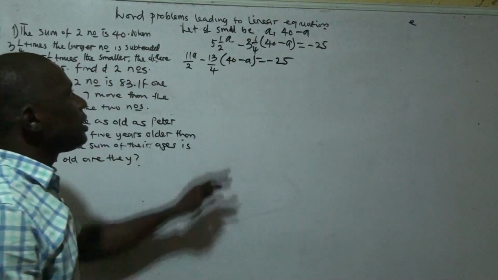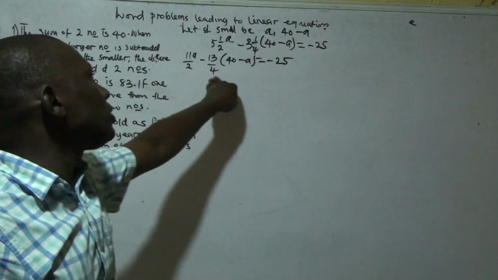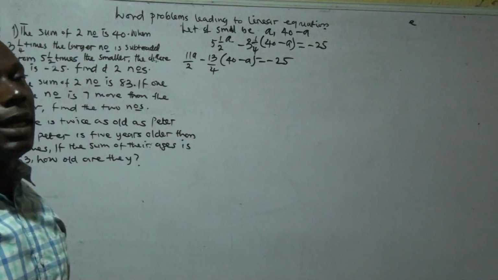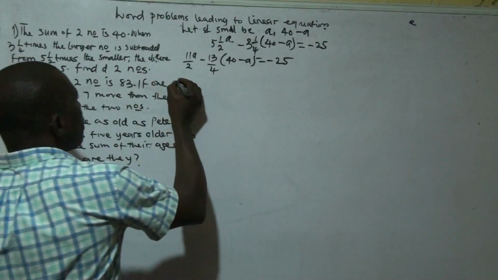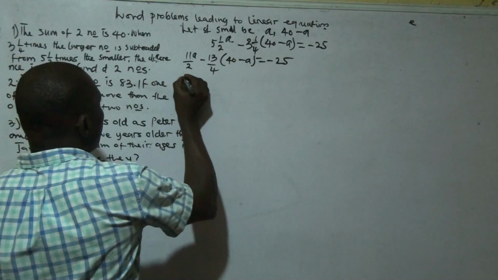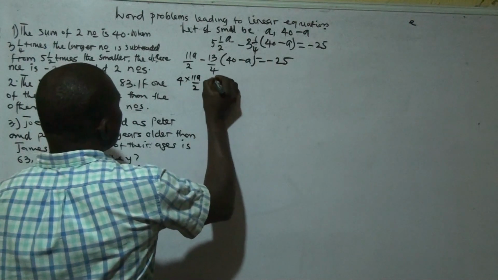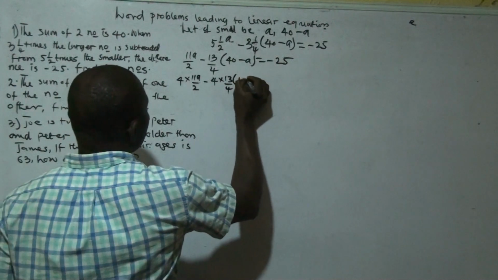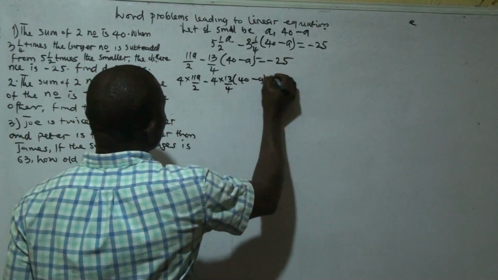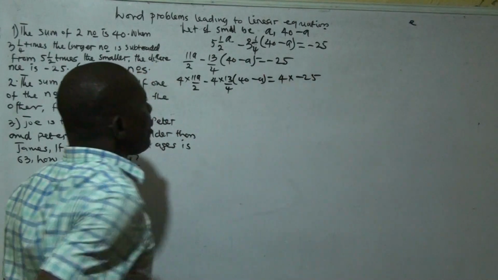So this is a fraction now. And what do we need to do here? We'll clear this fraction by multiplying through by the LCM. And the LCM of these two fractions is 4. So we'll multiply by 4. Here we have 4 times 11A over 2, minus 4 times 13 over 4, open bracket, 40 minus A, close bracket, equals 4 times minus 25.